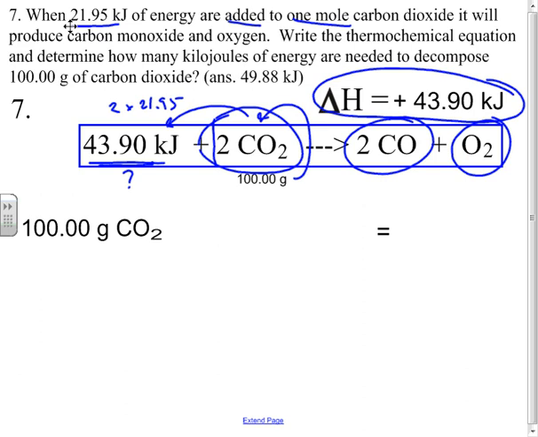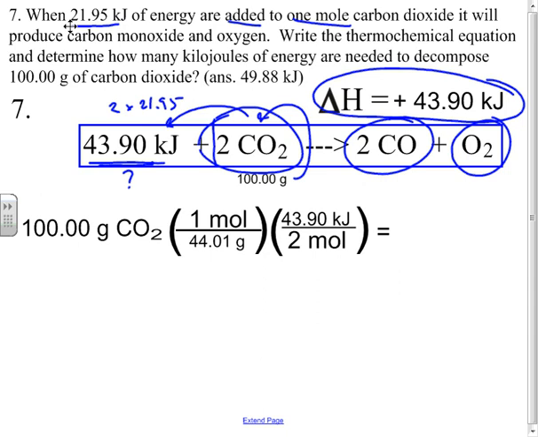So 100 grams of carbon dioxide, 1 mole for every 44.01 grams. And then again, there's 43.9 kilojoules for every 2 moles. I could have put in 21.95 kilojoules for every 1 mole as well. Both those would have given me the correct answer of 49.88 kilojoules.